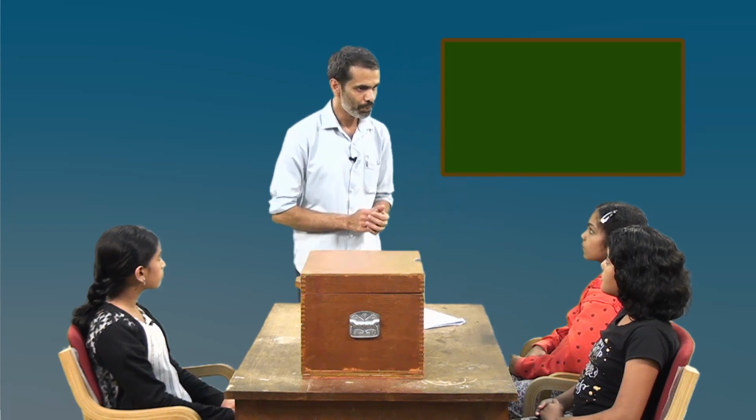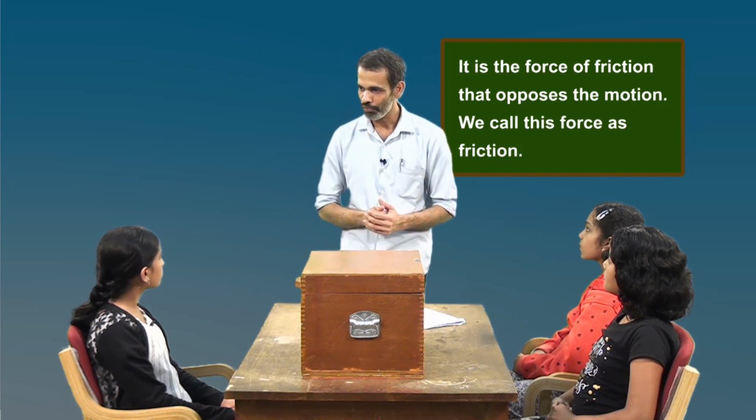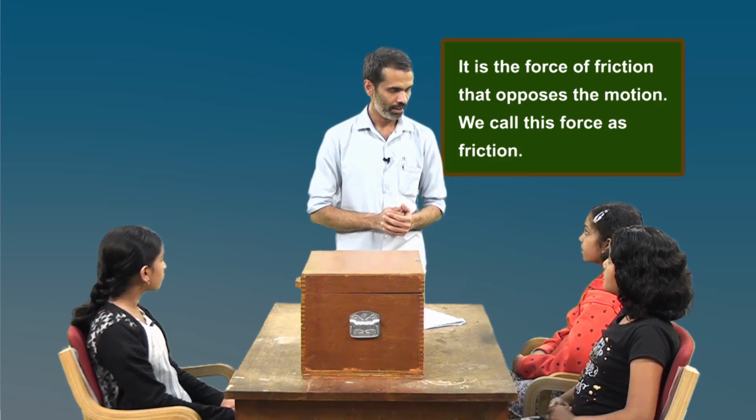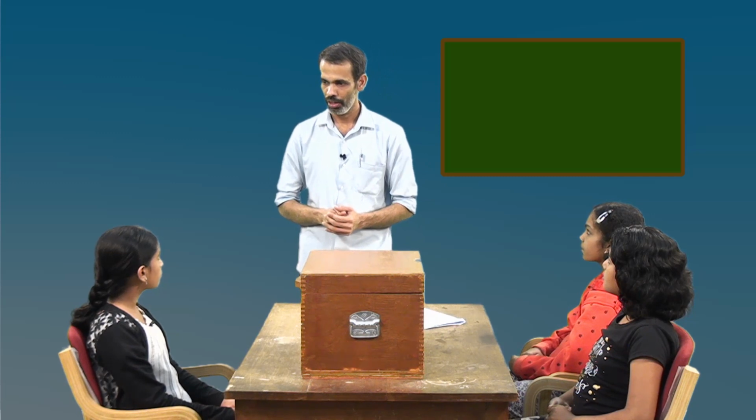What does this force do? I think it was opposing the motion of the object. That is exactly what it does. So, this force opposes the motion of these objects. We call this force friction. In all life situations that we generally come across, friction is present.